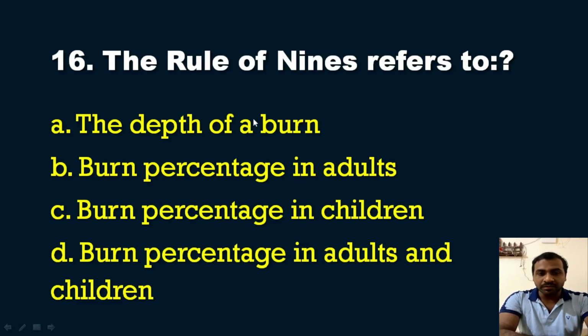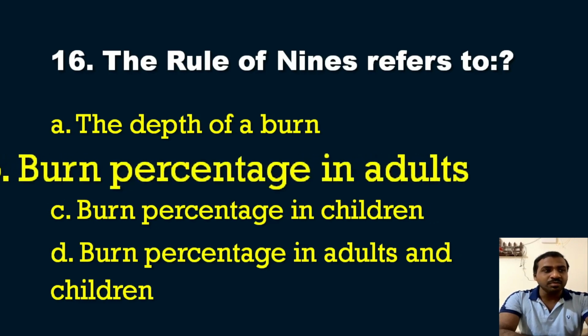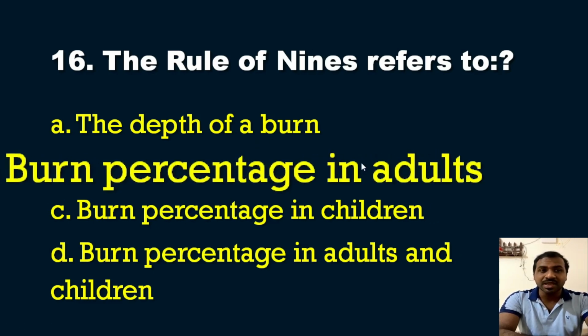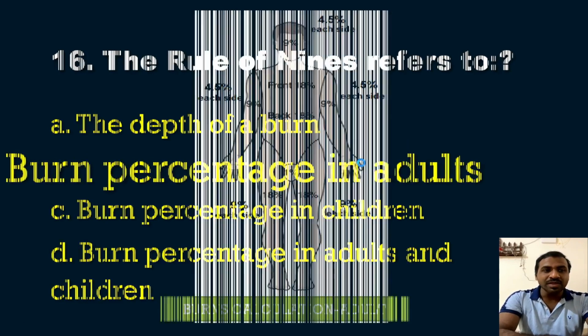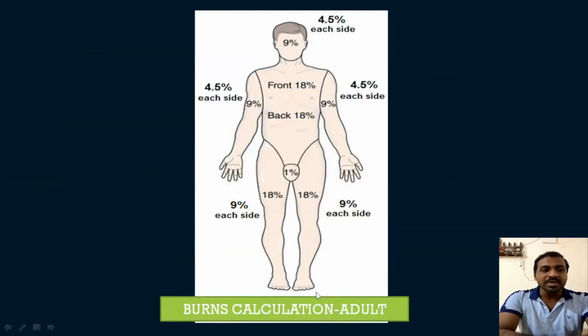Rule of 9. So you know that it is definitely associated with burns. Whether it is for adults, or for children, or for both adults and children, that is a matter of confusion here. So here the answer is burn percentage in adults, not for children. So we will see in brief the burns calculation in the adult.